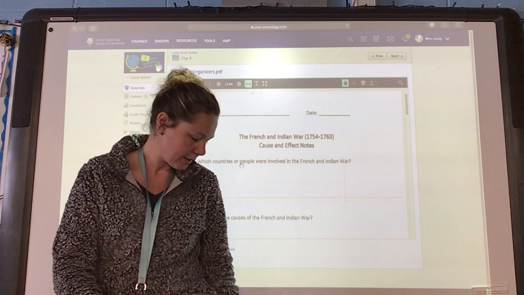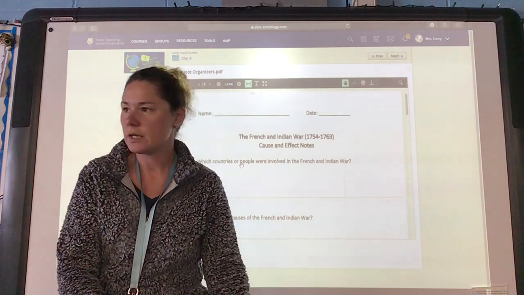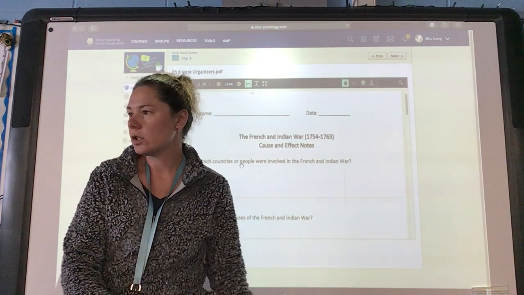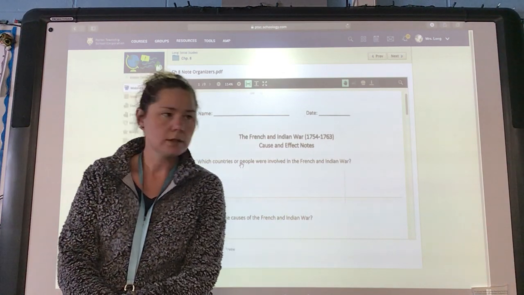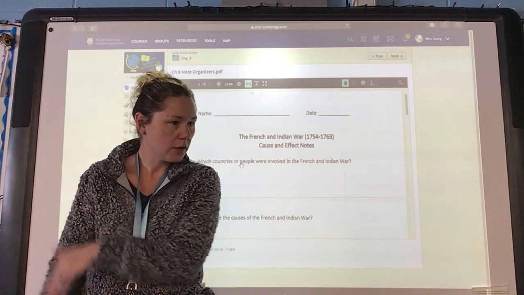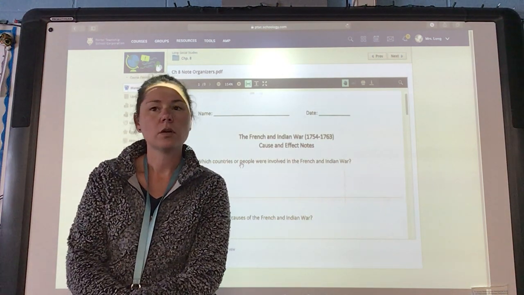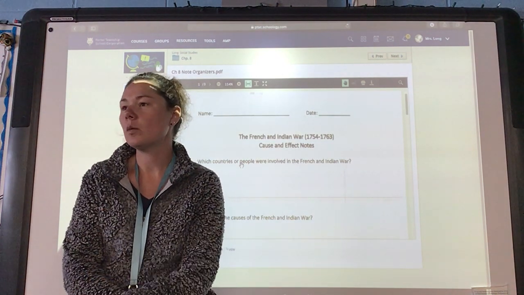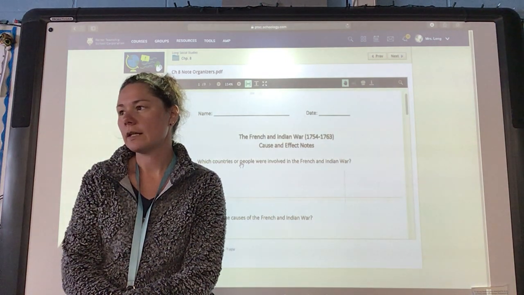So pages 296 and 297 talk about the French and Indian War. Okay, who was involved, who wins in the end. So it's called the French and Indian War because Britain is against the French and the Native Americans. Okay? Spain kind of comes in to help, and then they kind of take over that land from France as well.